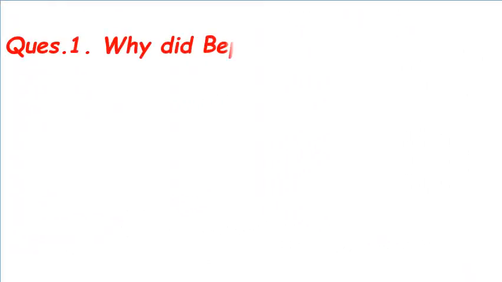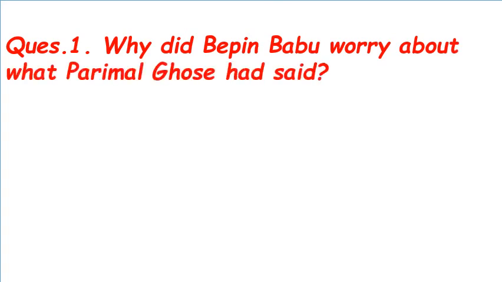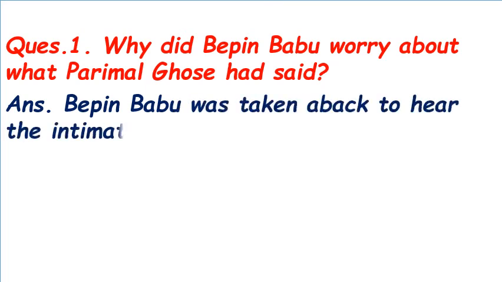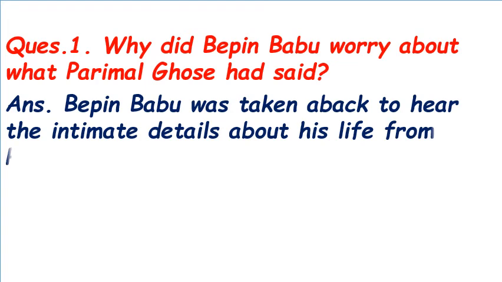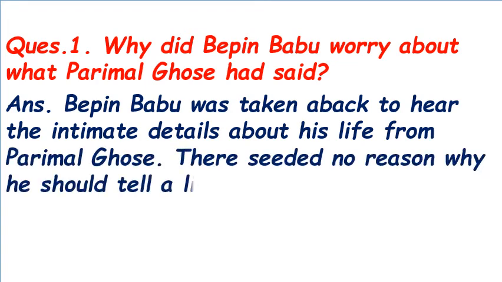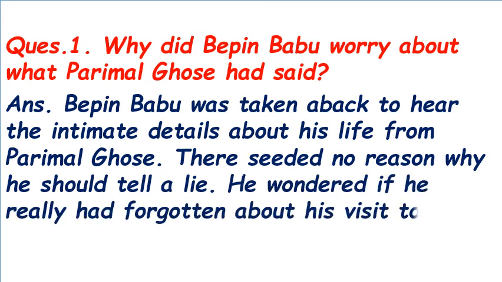So now let's discuss the question answers of comprehension check, which is on page number 64. Question number 1 is, why did Bepin Babu worry about what Parimal Ghosh had said? The answer is, Bepin Babu was taken aback to hear the intimate details about his life from Parimal Ghosh. There seemed no reason why he should tell a lie. He wondered if he really had forgotten about his visit to Ranchi.